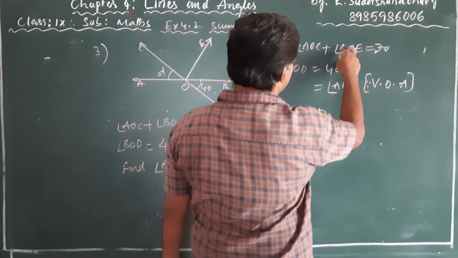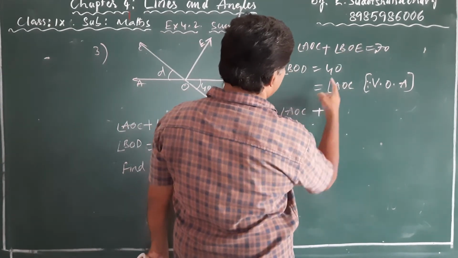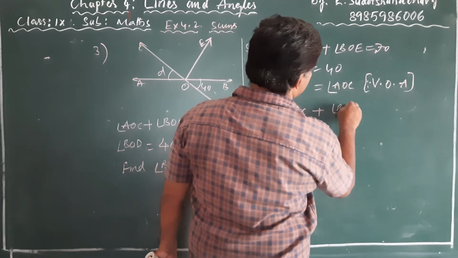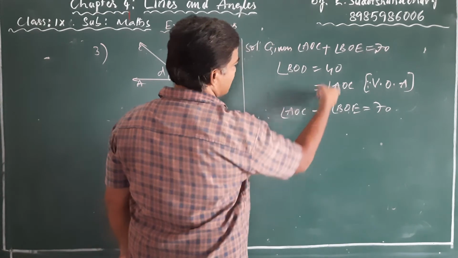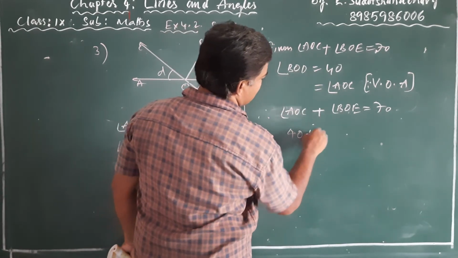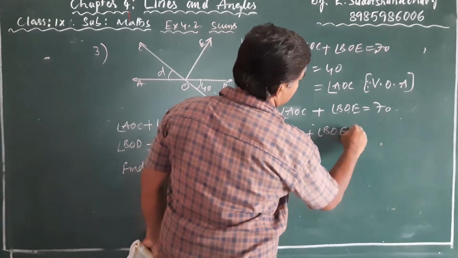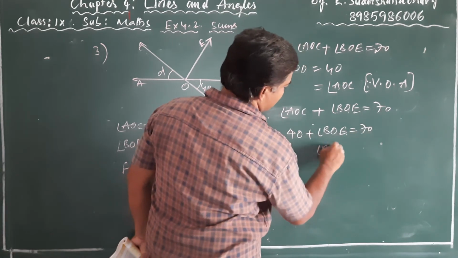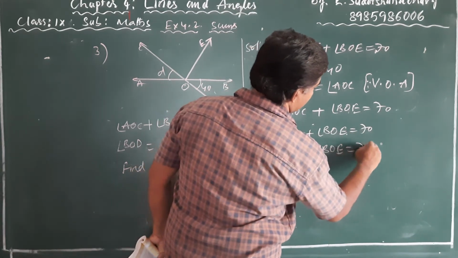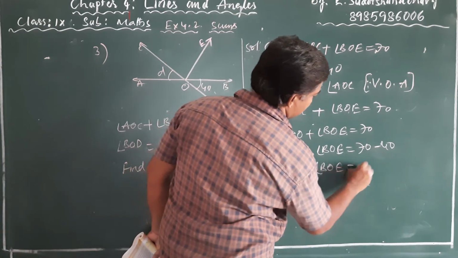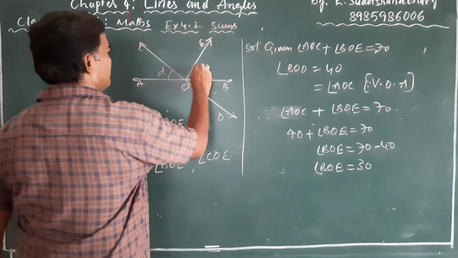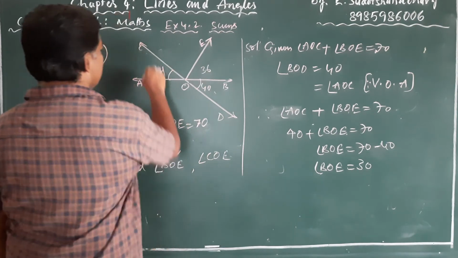We have to find BOE, so write it as it is. AOC plus BOE is equal to 70. But AOC, the measure, is 40 degrees, plus BOE is equal to 70. Angle BOE is equal to 70 minus 40. Angle BOE is equal to 30 degrees. So the measure of this is 30 degrees. Okay, it is a 40.